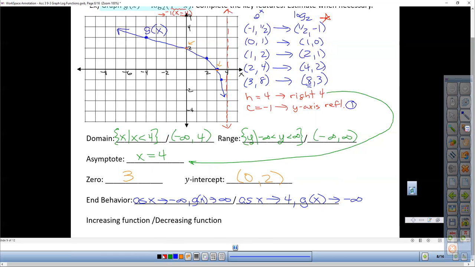All right, and then increasing versus decreasing is still done from left to right. So starting over here on the left and following my curve, it's heading down. So this one is a decreasing function. And that finishes this one up.